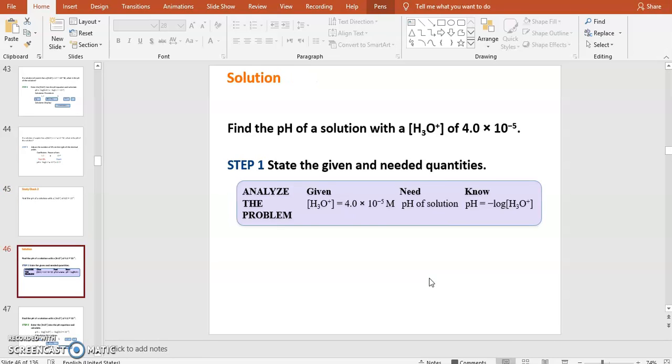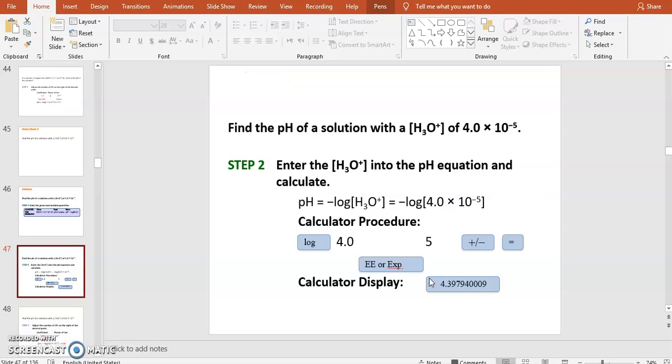The second problem, the practice. Find the pH of a solution with a hydronium ion concentration of 4 times 10 to the power of minus 5. Again, same thing. The equation that we will apply our number in is this one: pH is equal to minus log the hydronium ion, which means minus log 4 times 10 to the power of minus 5. And on the calculator, you will look for EE or EXP, 5, minus.